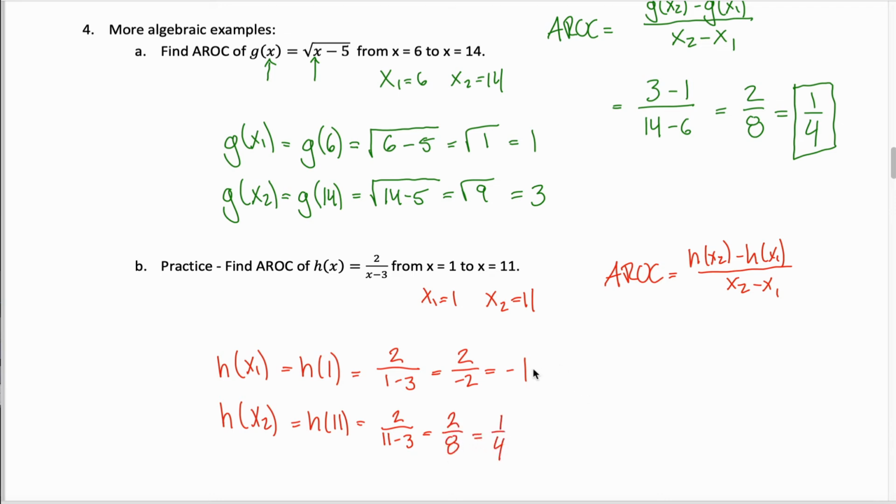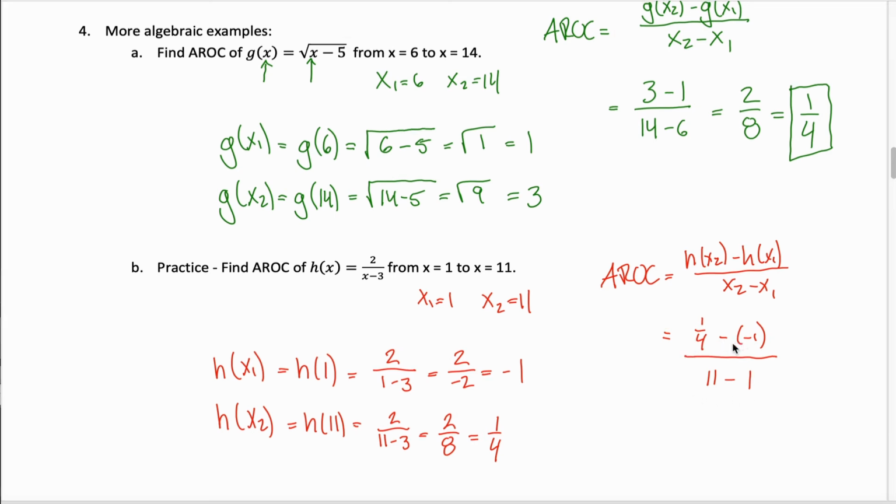I now have the four values that I need to put into my average rate of change formula, the two x coordinates and the corresponding h of x coordinates. So now it's just plugging in numbers. h of x2, which is 1/4, minus h of x1, which is negative 1, divided by x2, which is 11, minus x1, which is 1.